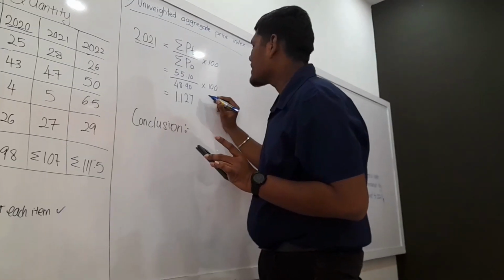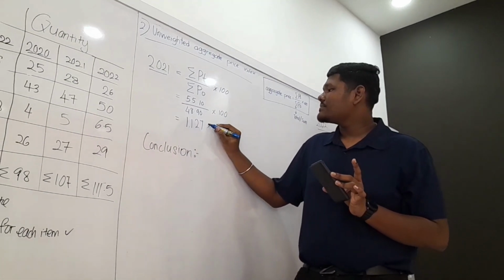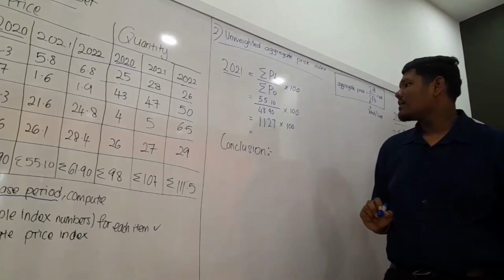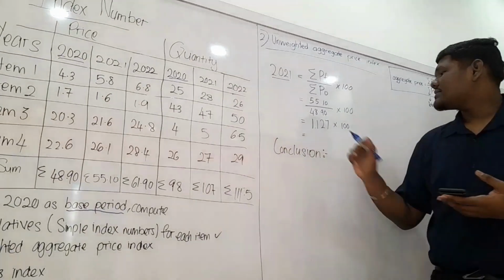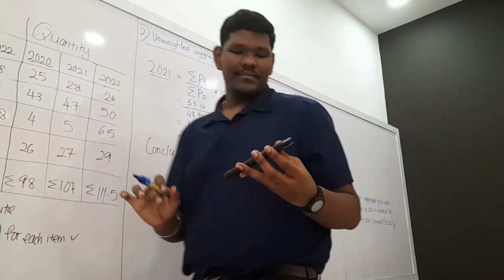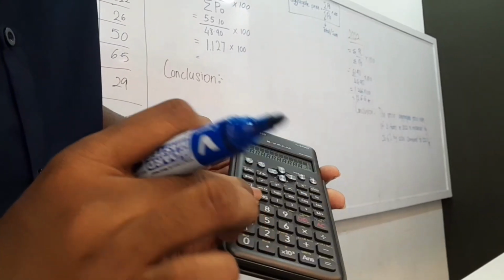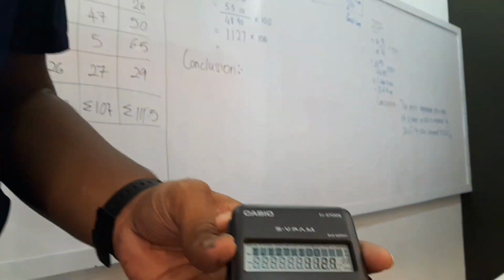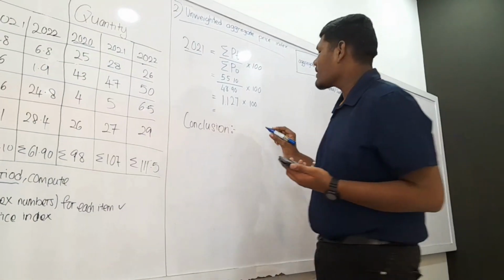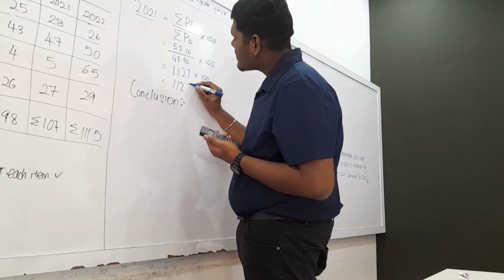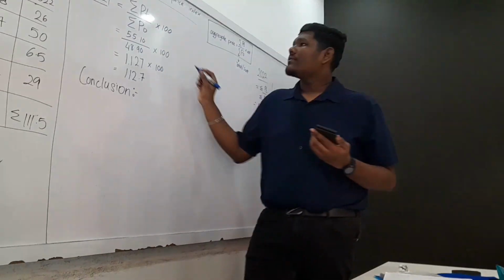1.127 and bring this down. Alright, so let's do the second calculation. 1.127 times 100 is 112.7. Alright, for this we are finished.